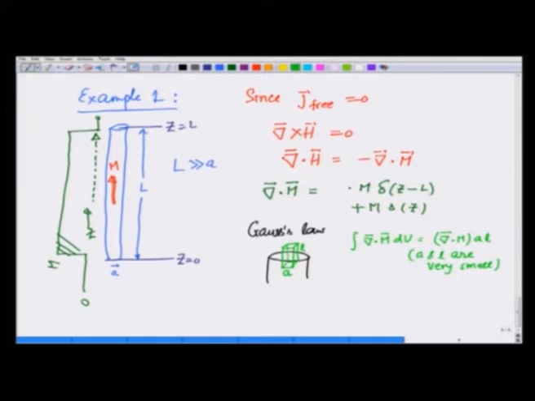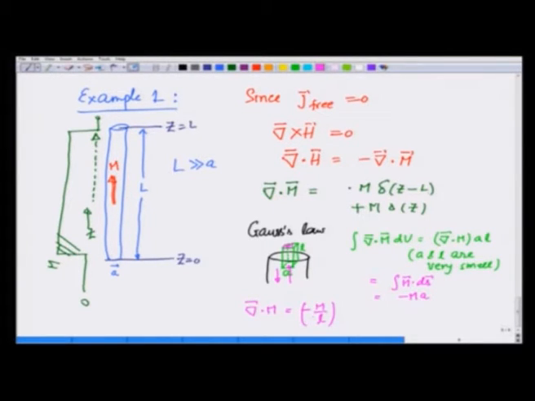And by Gauss's theorem, this is going to be equal to the integral of M dot dS. Now, on the upper surface, there is no M, so the upper surface gives you 0. On the lower surface, dS is going out, so this is going to give me minus M A. On the side surfaces, there is no contribution because M is parallel to the surface. And therefore, what I get is divergence of M is equal to minus M over L.